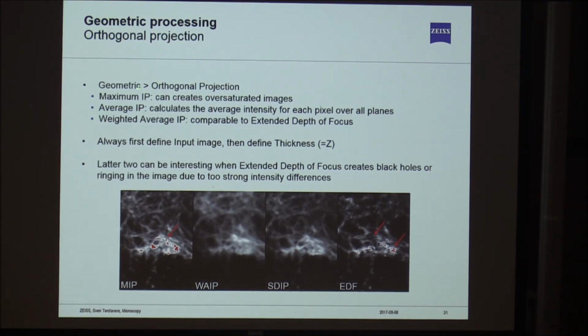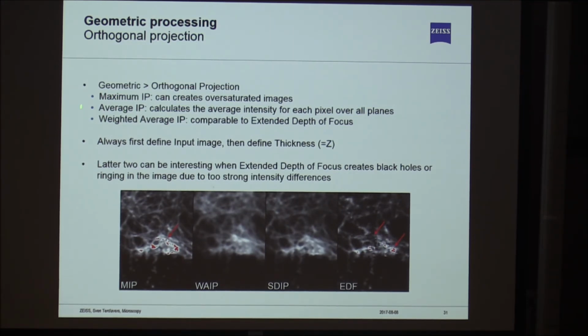Via the geometric method, you go to orthogonal projection. You can also choose the maximum intensity projection, but also the average intensity projection. And average means that it's not going to oversaturate. It will just calculate an average of all the pixels throughout your Z-stack. You also have a weighted average, which you can compare to another intensity projection called extended depth of focus. Now always first define the input image and then define the thickness, which is Z, that you want to apply to the final processed image.